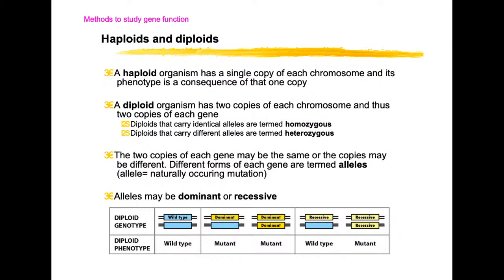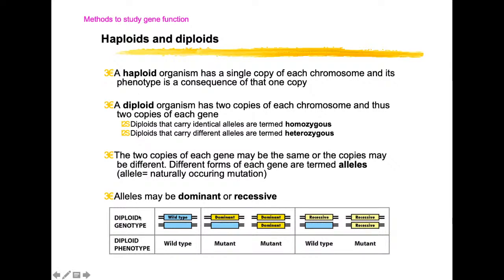So, haploids and diploids. Haploid organisms have a single copy of each chromosome, and their phenotype is a consequence of that one copy. A diploid has two copies of each chromosome, and thus two copies of each gene. Homozygous are the ones with identical alleles, and heterozygous are the ones with different alleles. We can see here at the bottom that alleles may be dominant or recessive.